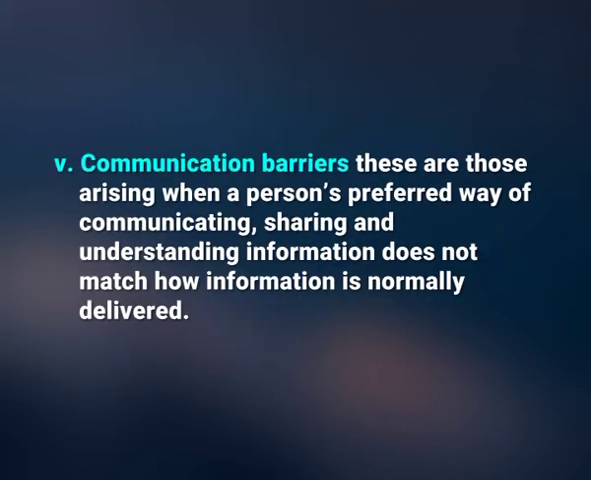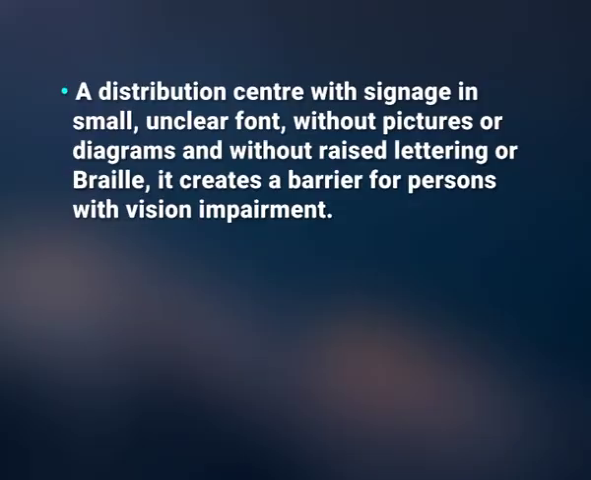Finally, we have communication barriers, and these are those arising when a person's preferred way of communicating, sharing, and understanding information does not match how information is normally delivered. Now, examples of the communication barrier would include a distribution center with signage in small, unclear font, without pictures or diagrams, and without raised lettering, which is braille. It creates a barrier for the persons with the vision impairment.